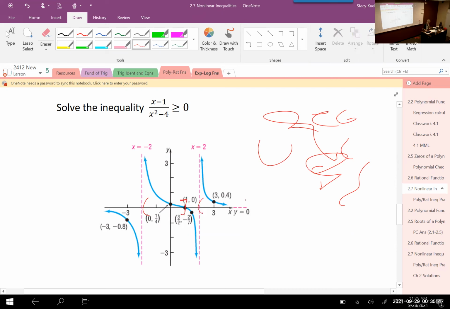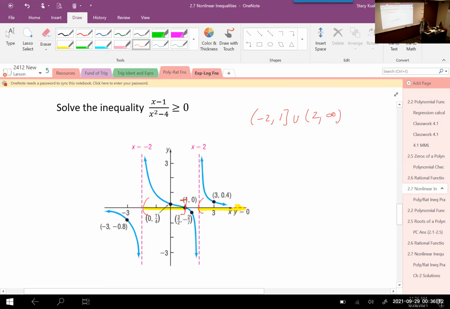There, and then we would have from 2 over to infinity. So we would have that for our solution set, and we would write that. So it would be parentheses -2 to 1, bracket, union, parentheses 2, comma, infinity. Right? Would it be a bracket on the 2? It's not a bracket at the 2 because that's also an asymptote. So we have to be careful with those when we're looking at rational functions.